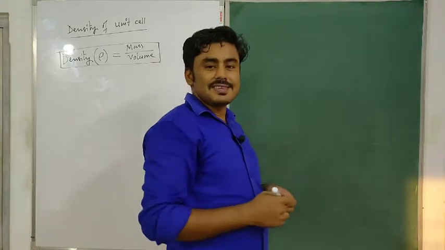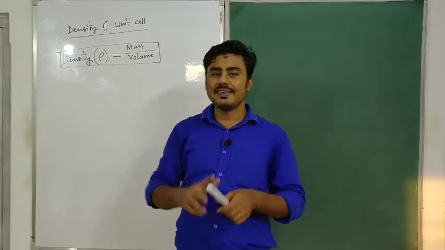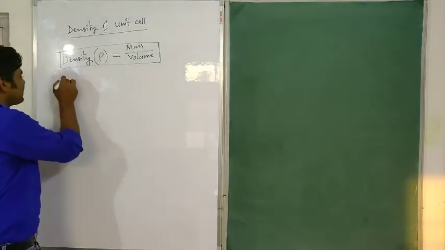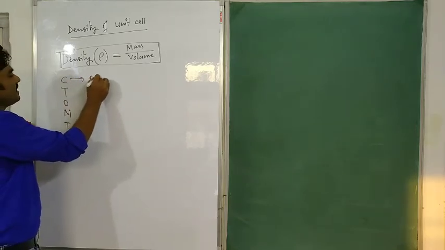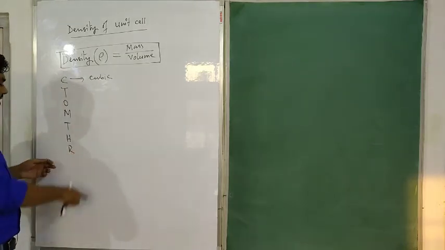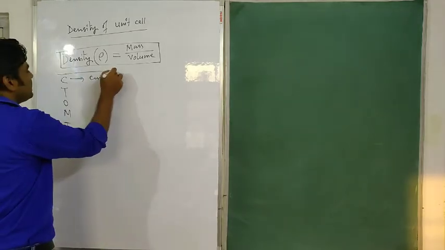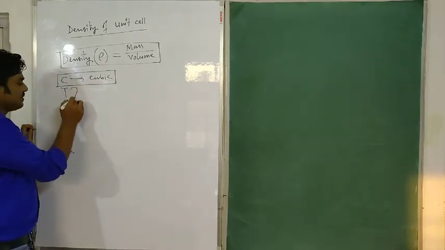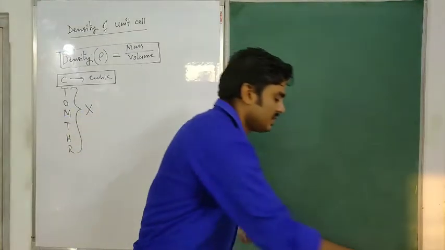So guys, in my last video lecture I talked about the 7 crystal systems or 7 unit cells, and I told you to remember them in a mnemonic form, that is C TOM THR. So here I am going to write the C TOM THR. C for cubic, T for tetragonal, O for orthorhombic, M for monoclinic, T for triclinic, H for hexagonal, and R for rhombohedral. But here we have to discuss the density of the cubic unit cell only; the other crystal systems are not needed, so I am going to rough them.